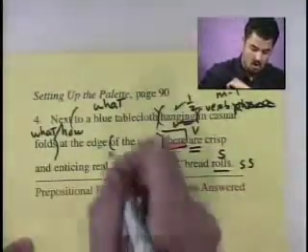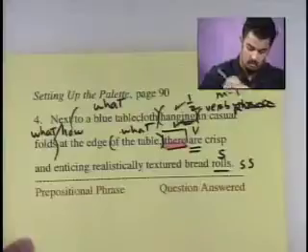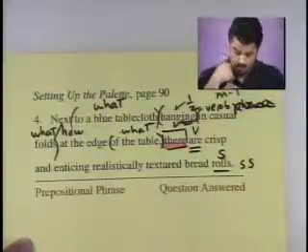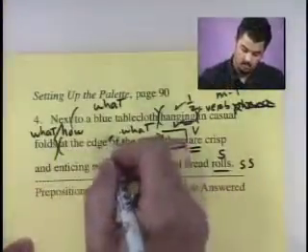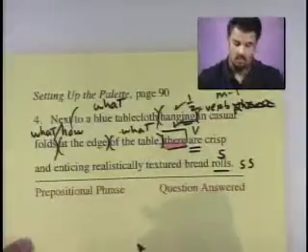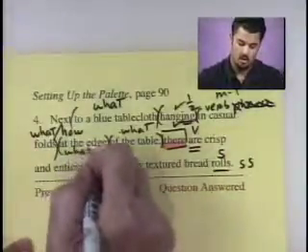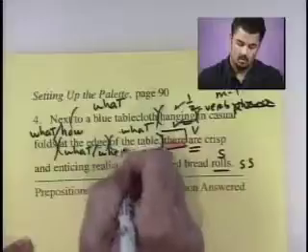Then what, Jeff? Of the table. Of the table is going to answer, of what? And I think you left one out. At the edge. At the edge is going to answer what? Or where?